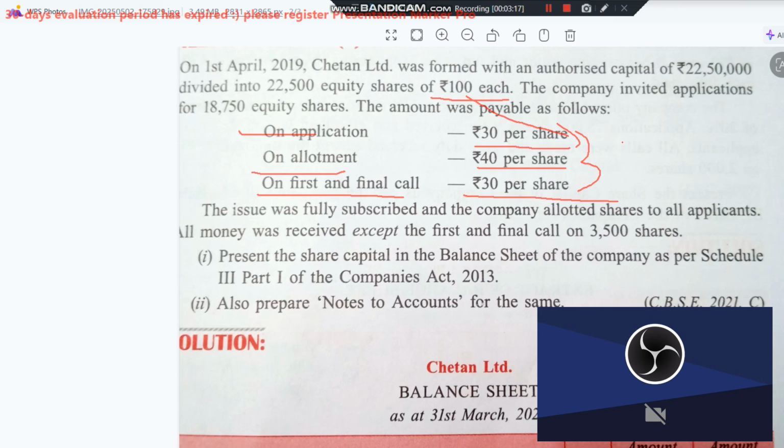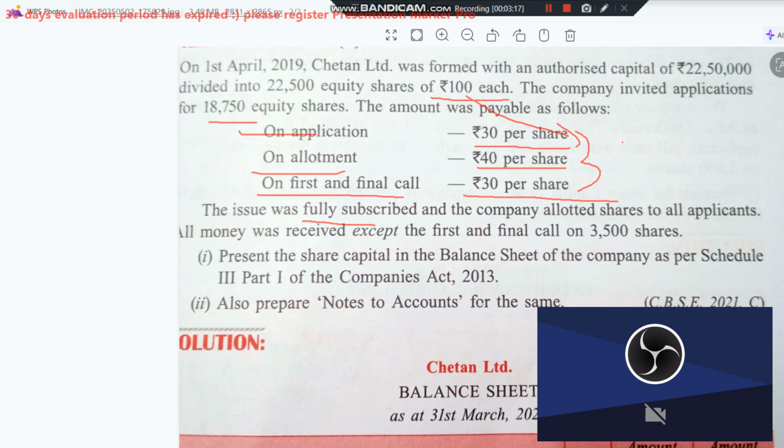Now we need to find the subscribed and paid-up shares, and subscribed but not paid-up shares. We need to find the split-up, because the issue was fully subscribed. So the 18,750 shares were fully subscribed, and the company allotted shares to all the applicants.